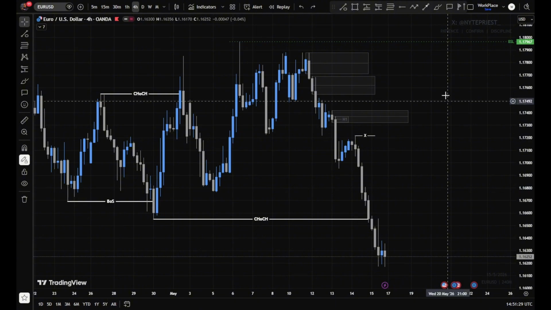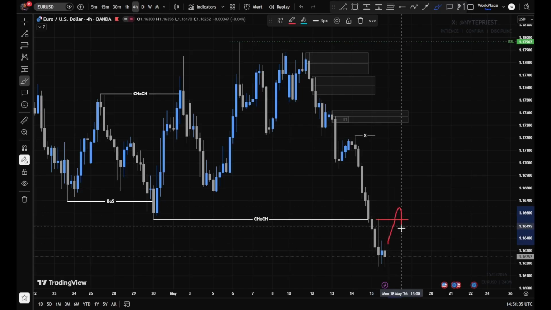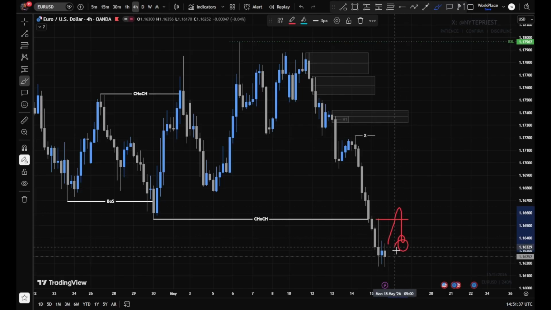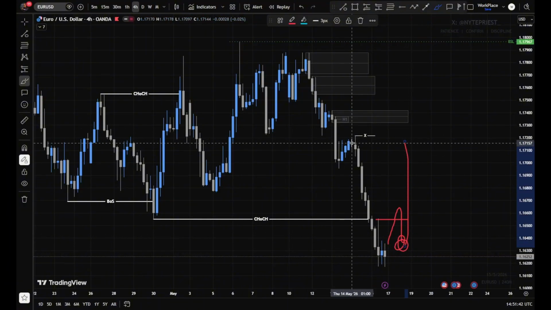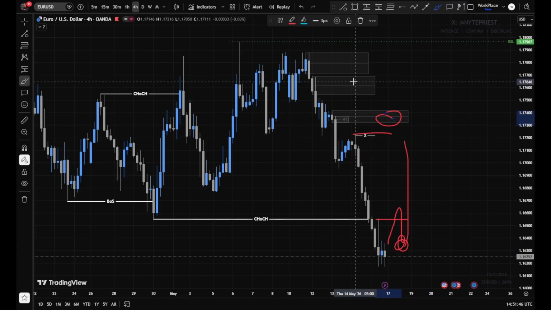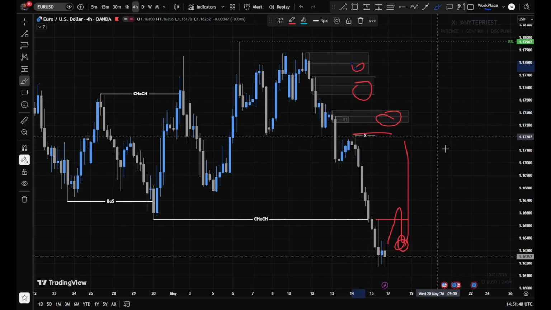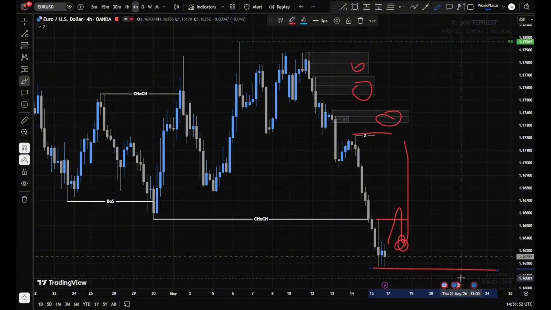So if price breaks this high, we will be waiting for a pullback to mitigate a lower time frame demand to then buy, to sweep this high, mitigate this other block, and then we look for swing sells to break this low.